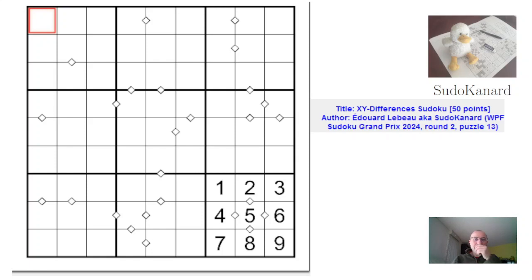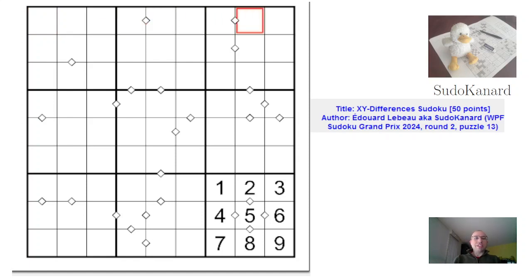We're here to solve this XY differences Sudoku that I created for the recent WPF Sudoku Grand Prix. It's the first time that this variant has appeared on Sudoku Grand Prix, but not on the channel because I already covered quite a number of those puzzles by my good friend Glum Hippo, who invented the variant. And I'm very glad I could have this featured on the Grand Prix.